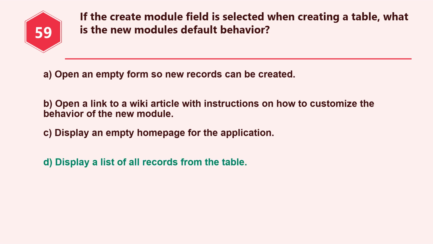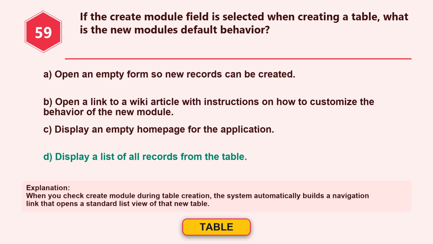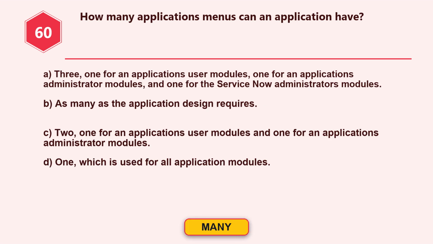The correct answer is option D, display a list of all records from the table. When you check Create Module during table creation, the system automatically builds a navigation link that opens a standard list view of that new table. Question 60. How many application menus can an application have? Option A, 3: 1 for an application's user modules, 1 for an application's administrator modules, and 1 for the ServiceNow administrator's modules. Option B, as many as the application design requires. Option C, 2: 1 for an application's user modules and 1 for an application's administrator modules. Option D, 1, which is used for all application modules.